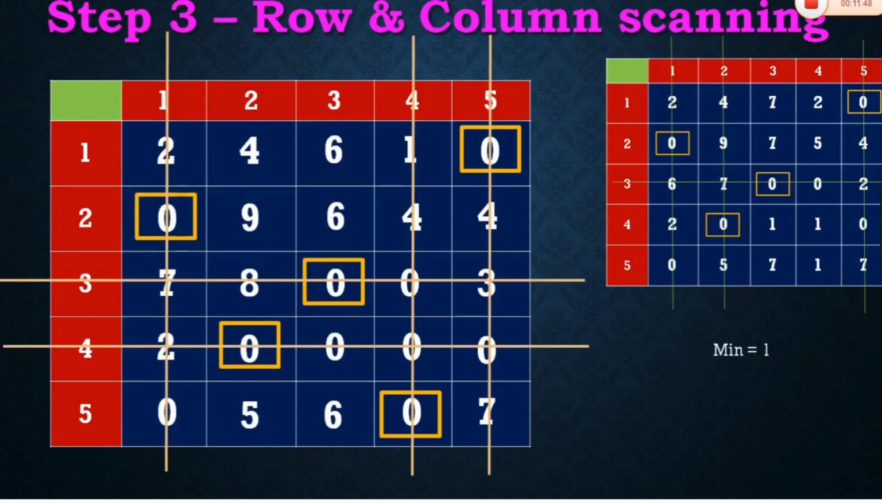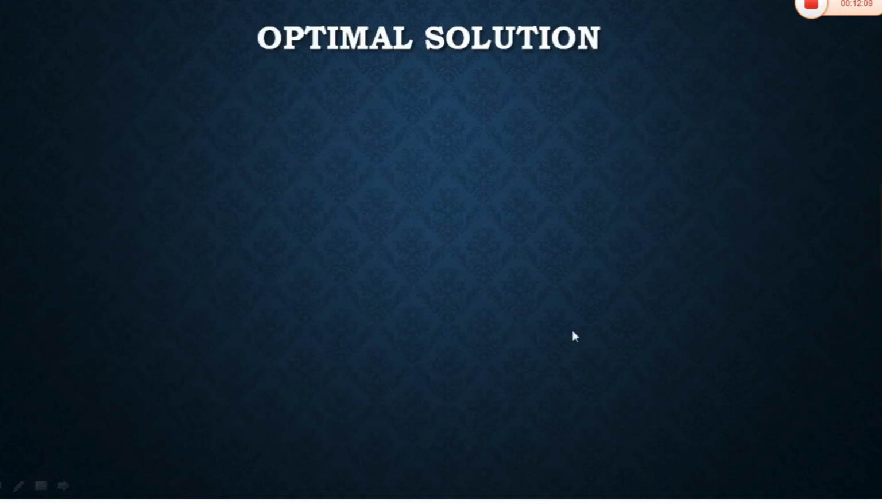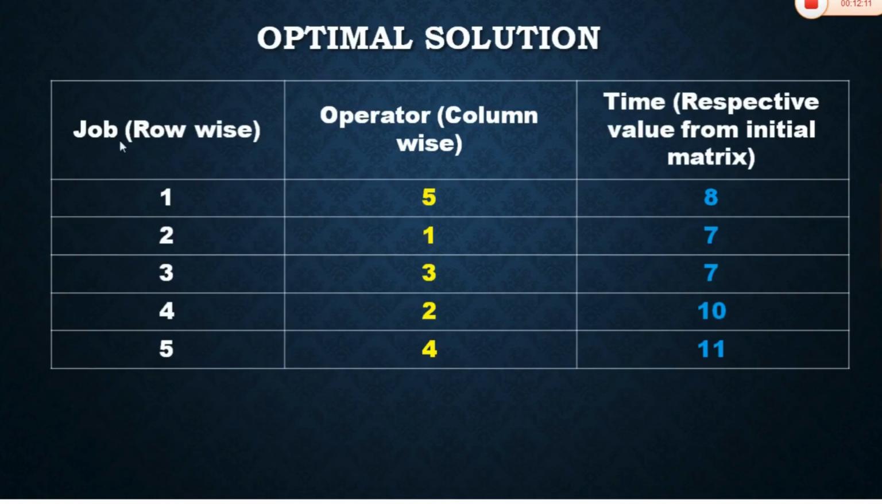After row and column scanning, we have to check for the optimal solution. That is, the number of squares marked should be equal to the number of rows of the matrix. Here, 5 equals 5. So, the solution is optimal. Now, we have to show the optimal solution.